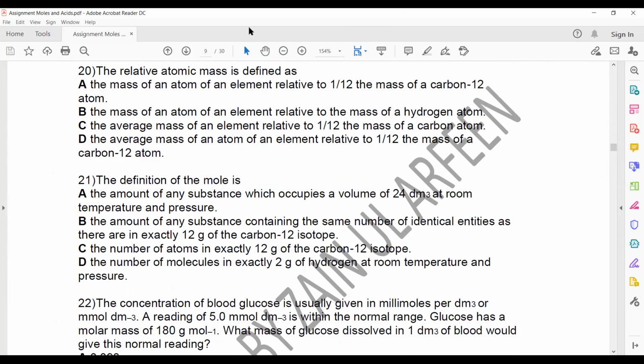So the definition of relative atomic mass: mass of an atom of an element relative to 1/12 mass of carbon 12, mass of atom relative to mass of hydrogen, average mass of an element relative to 1/12 mass of a carbon atom, or average mass of an atom of an element relative to 1/12 mass of a carbon atom. So average mass of an element basically is not necessary, because an element can be molecular or atomic, so it's just an element. Average mass of an element, as we discussed earlier, is the definition.